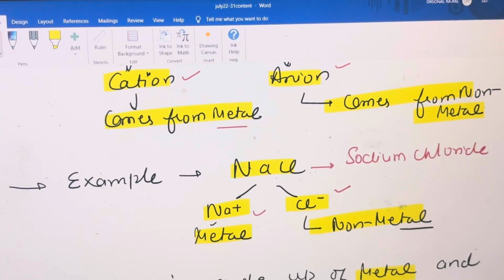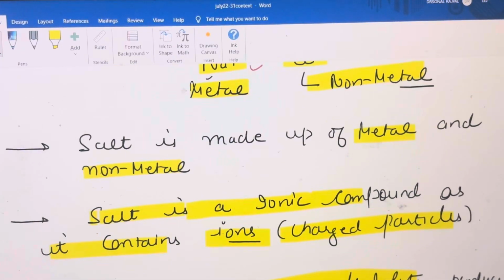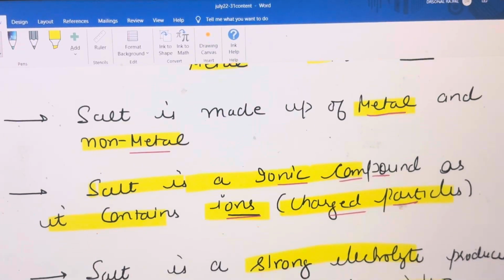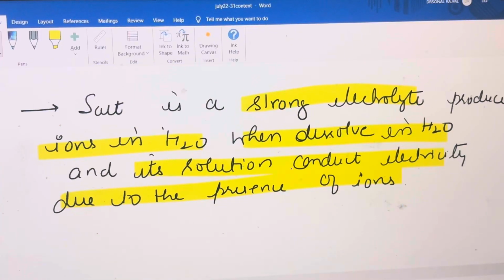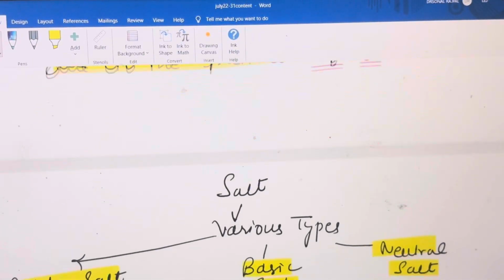So you can say, students, salt is always made up of one metal element and one non-metal element, and because of this, salt is always an ionic compound as it always contains ions or charged particles. And salt is always a strong electrolyte, because it produces a large number of ions when put in water, and its solution conducts electricity when electricity is passed through it, due to the presence of ions, positively charged particles and negatively charged particles.